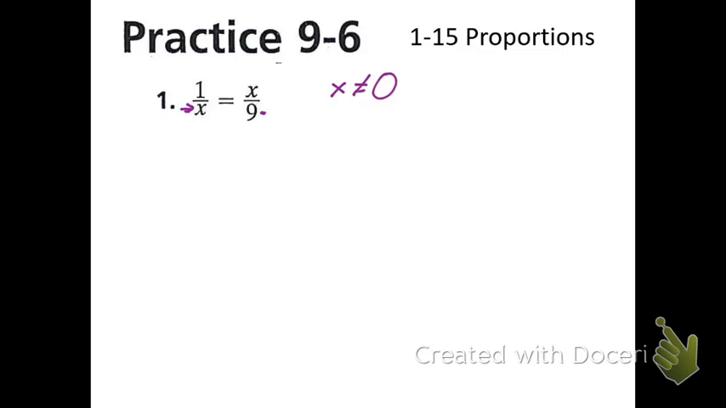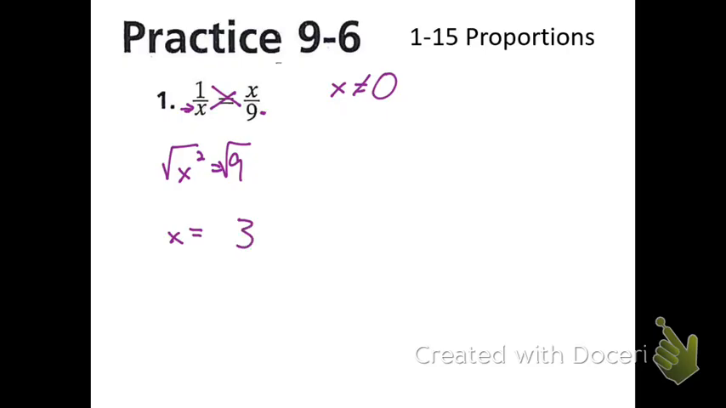So I'm going to go ahead and use the cross multiplication rule here. X times x is x squared. 1 times 9 is 9. So that's how you set it up initially. After that, since we're solving, now we just solve. So I'm going to go ahead and square root both sides here. Now I get x equals.